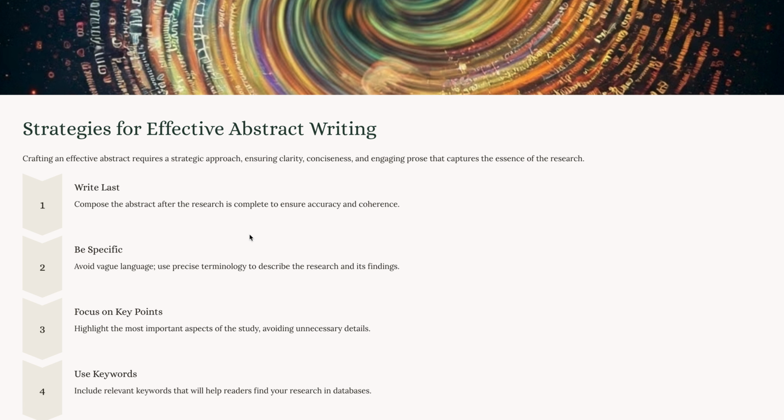So, some strategies for writing an effective abstract. Write it last. It should be the last thing you write. Be specific. Use precise terminology to describe it. Focus on the key points. You want to make sure that people go, ooh, I want to read this one. And use keywords. I don't really want to discuss keywords too much, but usually there'll be a line underneath the abstract with keywords, and you'll put in like 5 to 7 words that, if someone put them into Google, you would want them to use to find your paper.